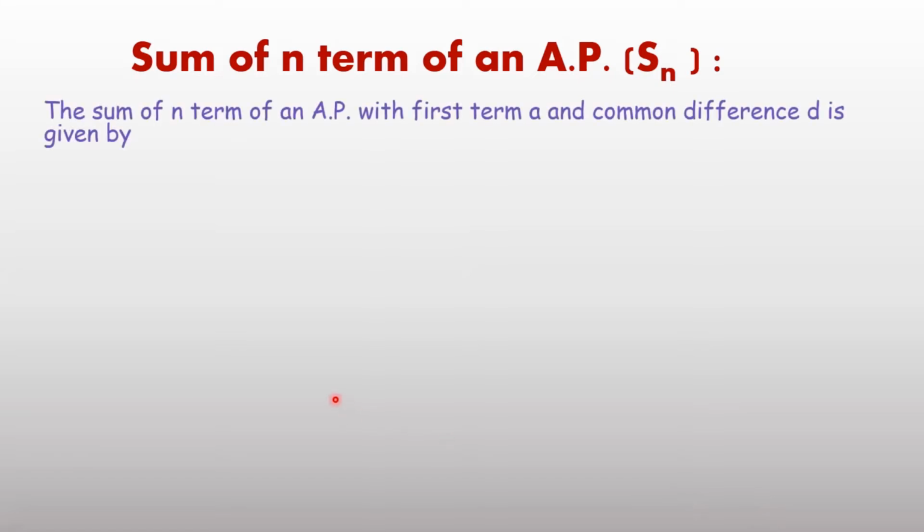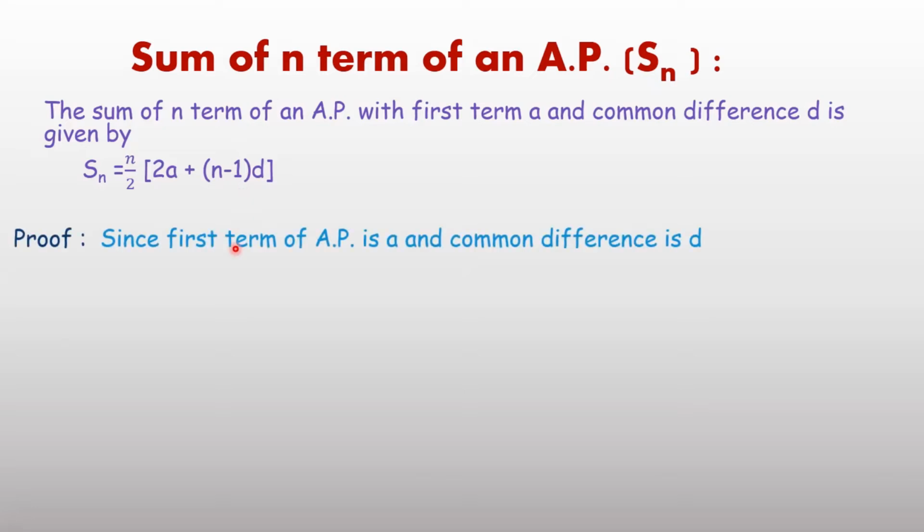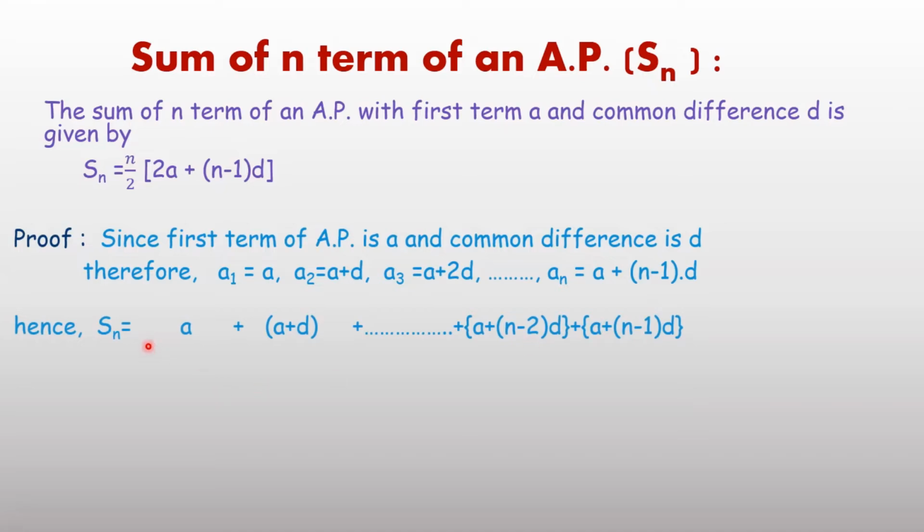Sum of n terms of AP, the next identity, which is given by Sn equal to n by 2 bracket 2a plus n minus 1 into d. Since the first term of AP is a and common difference d, therefore a1 equal to a, second term a plus d, third term a plus 2d, and nth term is a plus n minus 1 into d. Therefore Sn we can write as Sn equal to first term a plus second term a plus d plus dot dot, n minus 1 term, then nth term.